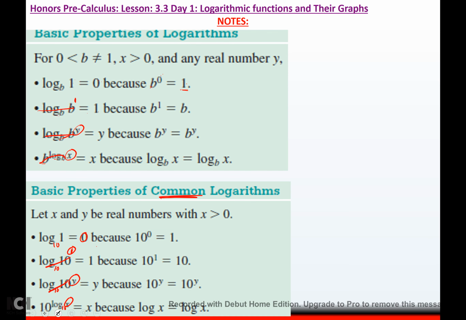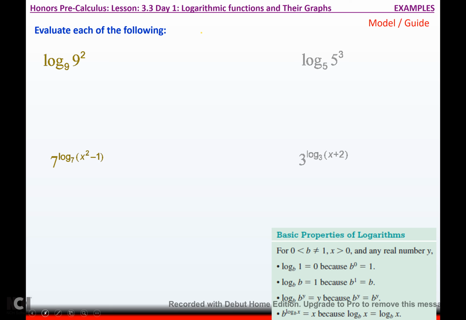It's pretty simple. Okay, so log base 9 of 9 squared. Again, these cancel because these match, so my answer is 2. These match, so my answer is 3. These match, so my answer is x squared minus 1. These match, so my answer is x plus 2. Done. Okay?